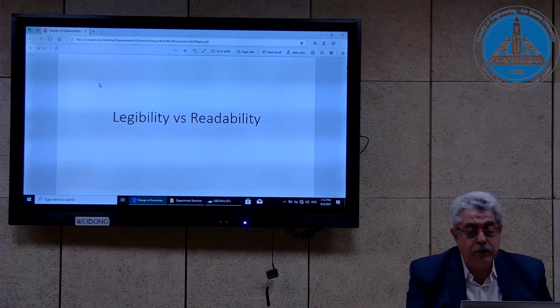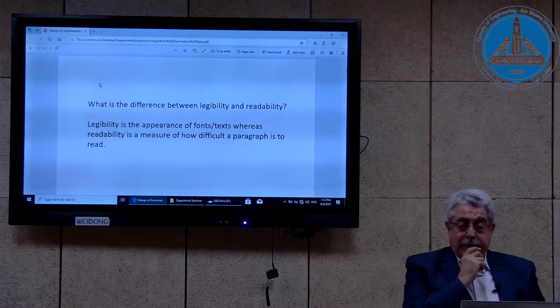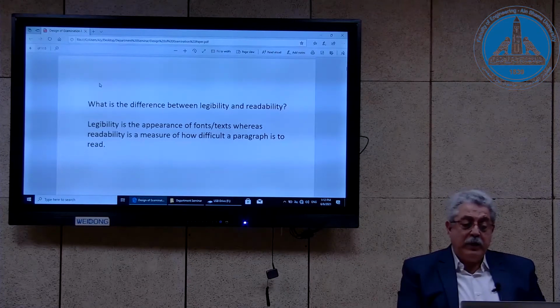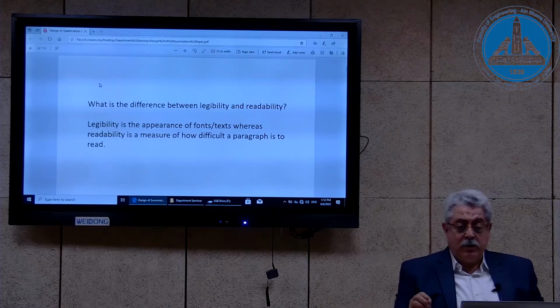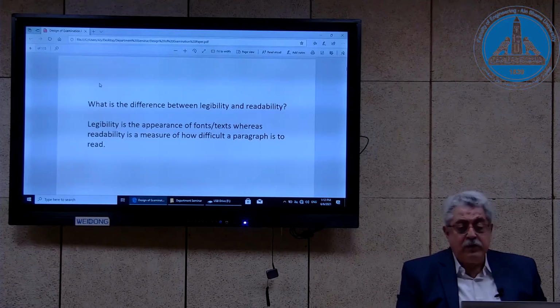Legibility versus readability. Legibility has a different definition, but in this slide, this is what we are going to adopt here. Legibility is the appearance of fonts or texts, where readability is a measure of how difficult a paragraph is to be read.